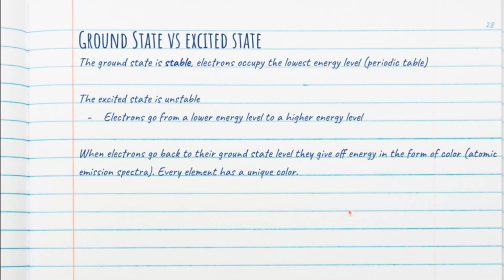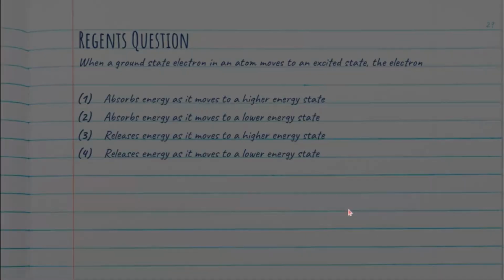Ground state versus excited state. The ground state is stable and electrons occupy the lowest energy level. All elements on the periodic table are in the ground state. The excited state is unstable, and in order to reach the excited state, electrons must go from a lower energy level to a higher energy level. When electrons go back to their ground state, they give off energy that is called atomic emission spectra. Every element has a unique color.